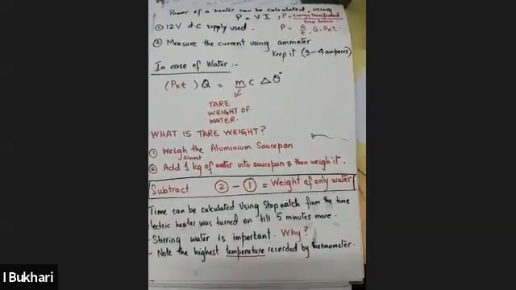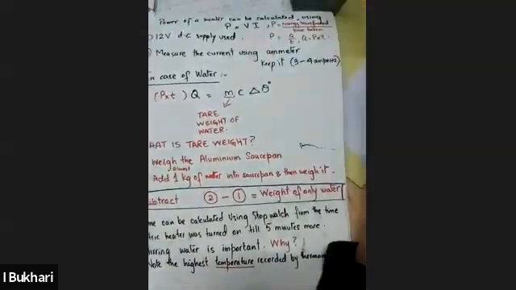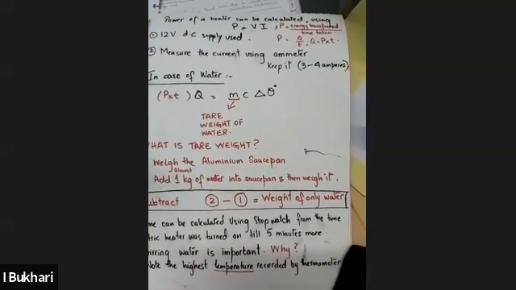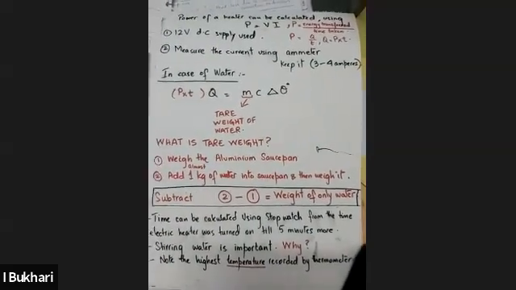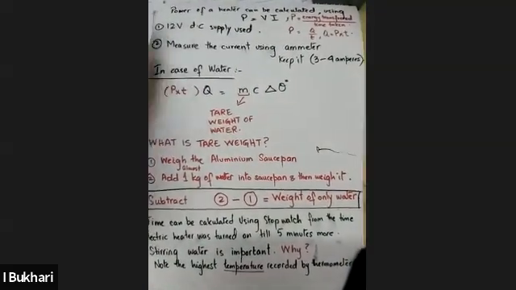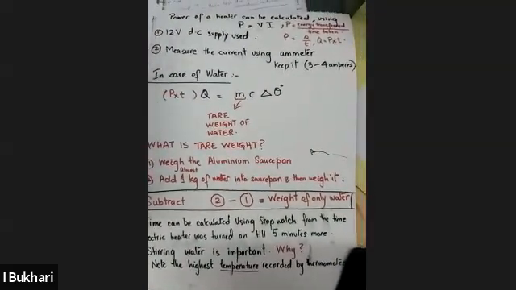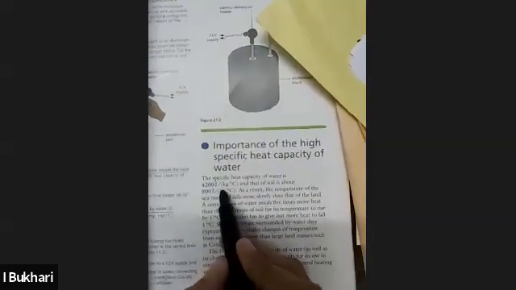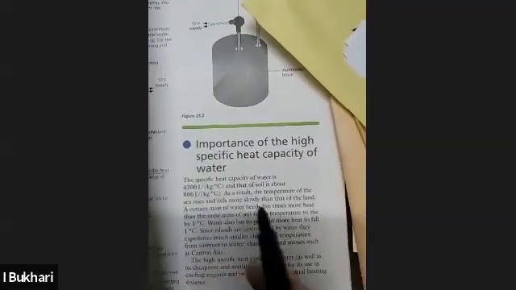Another thing, the more precautions you take to be exact, the closer your results will be to the actual value of the specific heat capacity of water. Remember, the purpose of this experiment is to calculate the specific heat capacity of water, which is how much? Which is 4,200 joules per kilogram degree Celsius. That's the specific heat capacity of water.